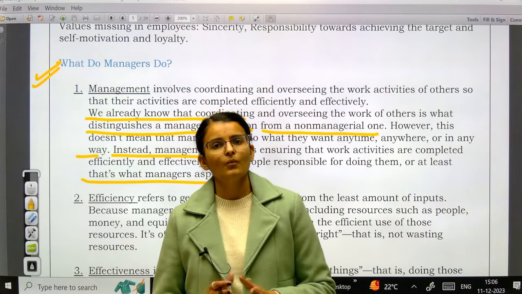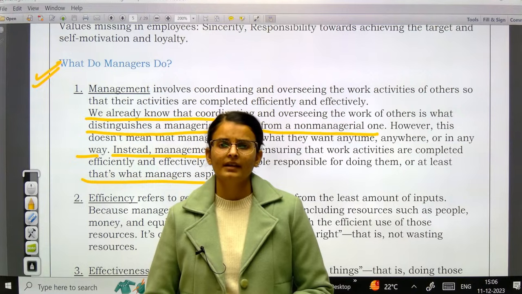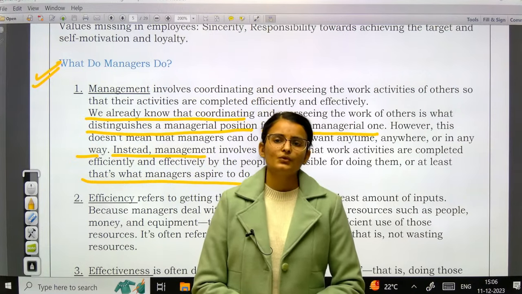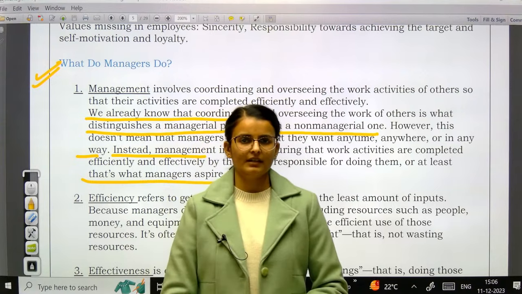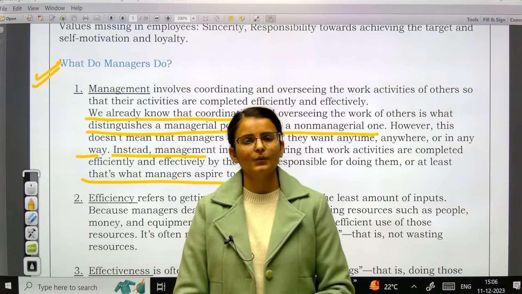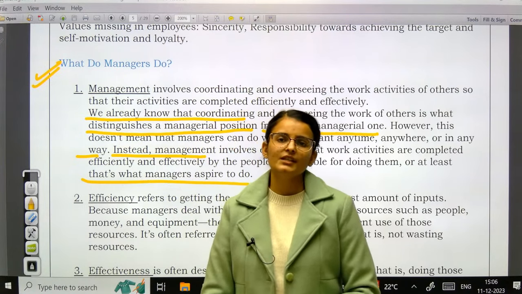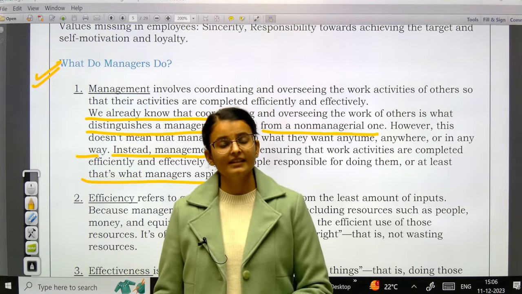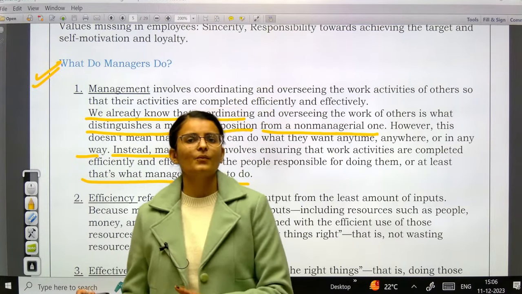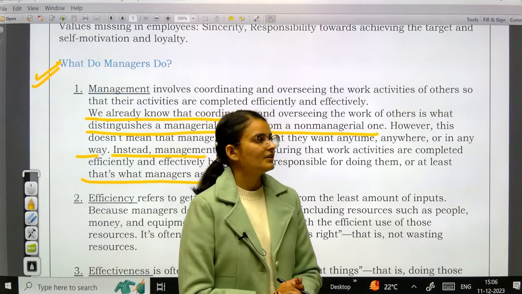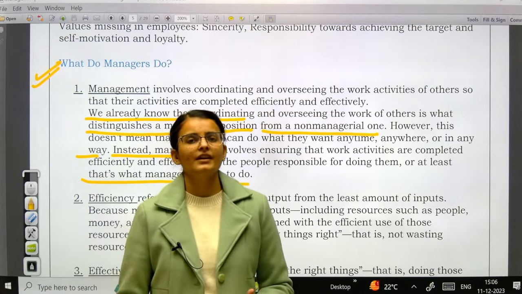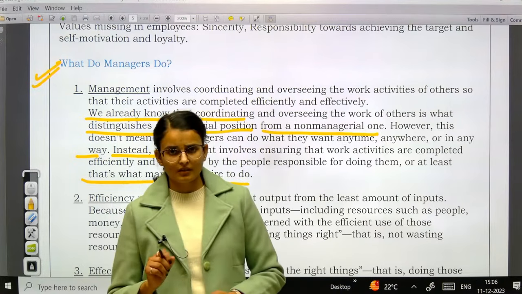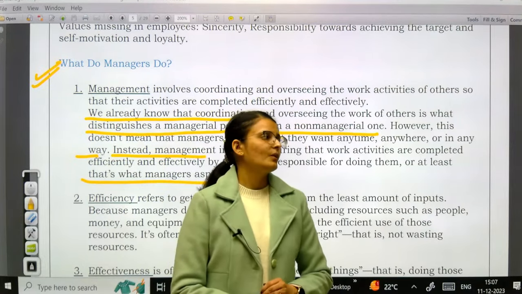Now, what is the managerial role? They cannot do anything anytime. They cannot direct an employee, saying do this work now, in the other hour do that work. Their only responsibility is to see whether employees are efficiently and effectively doing the task that has already been provided to them, by supervising and motivating them. A manager cannot misuse his authority over the employees.